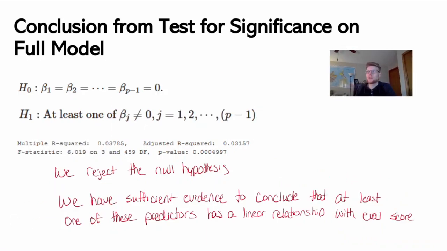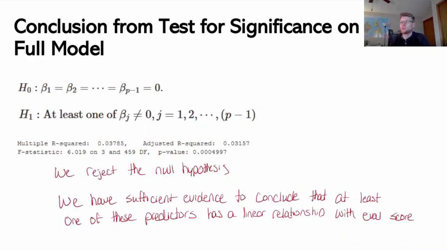Right, I could list the predictors. I could say that at least one of these predictors, average beauty score, class size, and age, has a linear relationship with average evaluation score. But that's probably sufficient there.